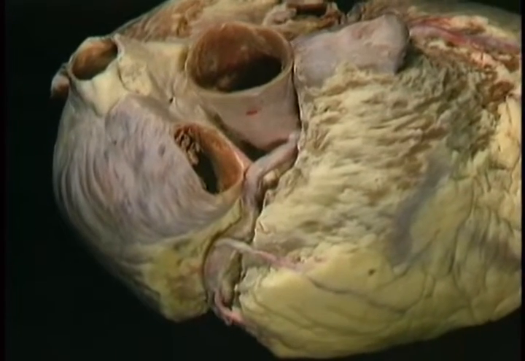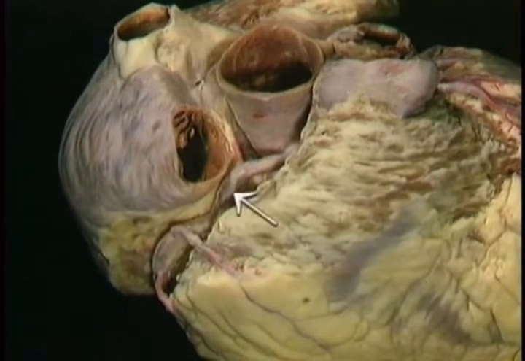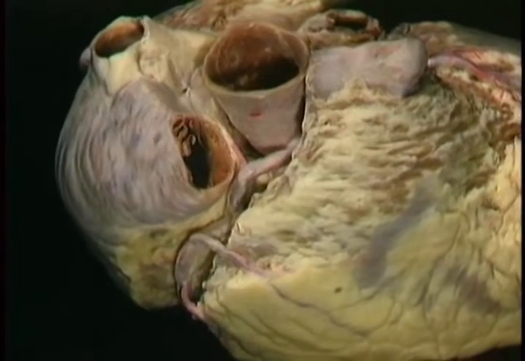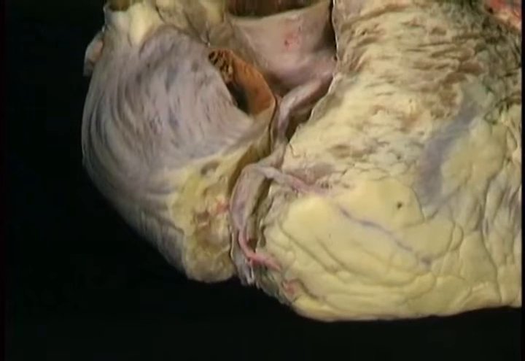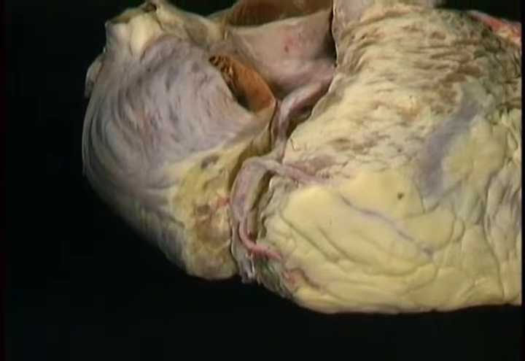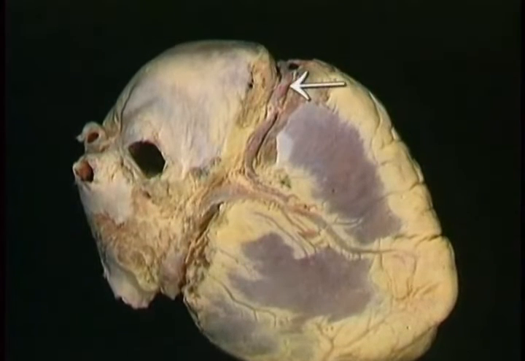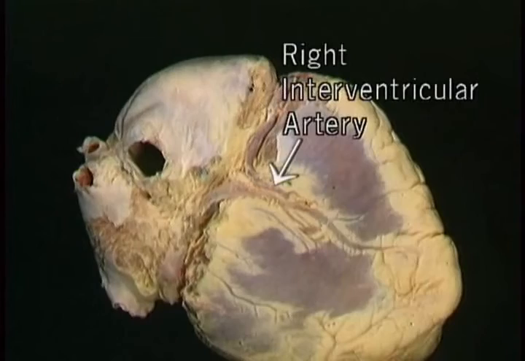The right coronary artery gives off this branch to the upper part of the right atrium, then runs downwards in the right atrioventricular groove, giving off branches to the right ventricle. The right coronary artery passes round to the underside of the heart. Here it is again. Its terminal branch is the right interventricular artery.